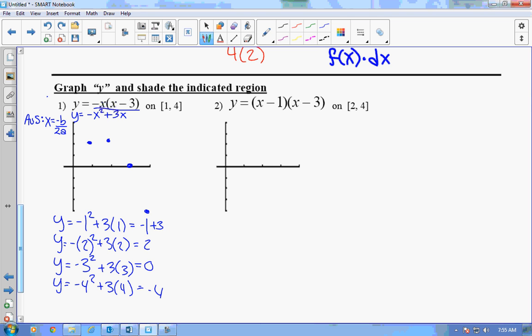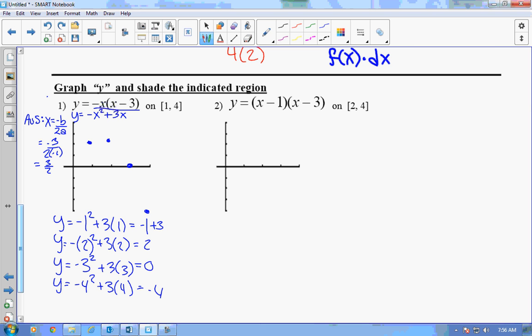Let's see. Our vertex looks like it's somewhere between 1 and 2 then. Axis of symmetry, negative b. What's b? 3. So we have negative 3 over 2 times a, which is negative 1. Oh, yep, it is. 3/2. So our vertex is somewhere in the middle.